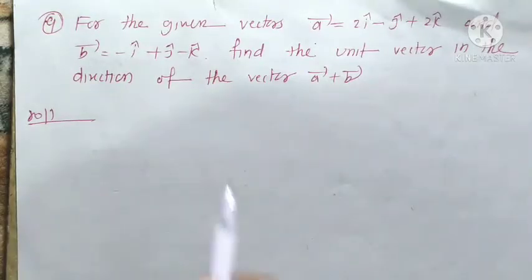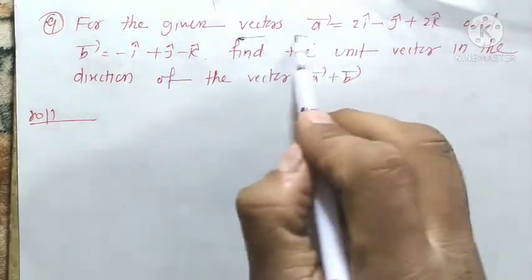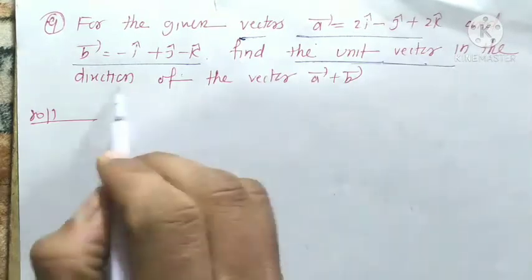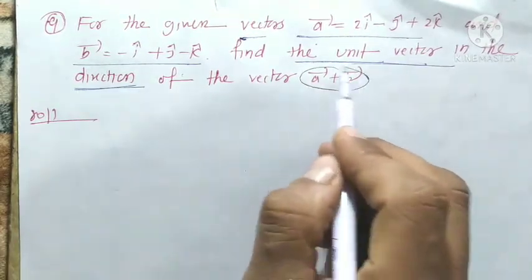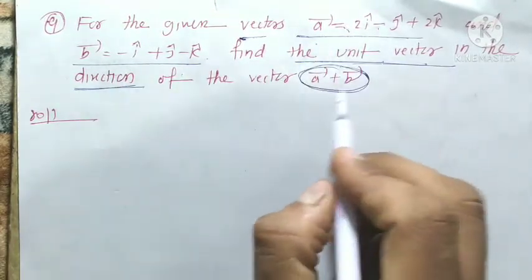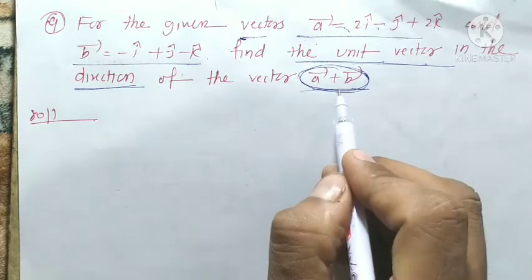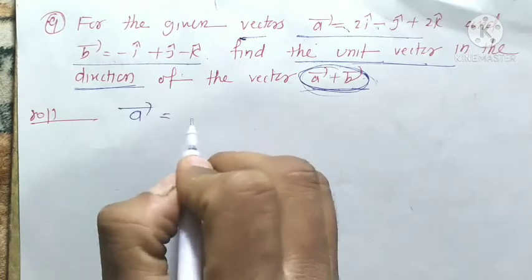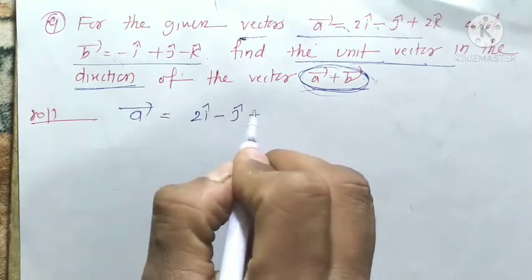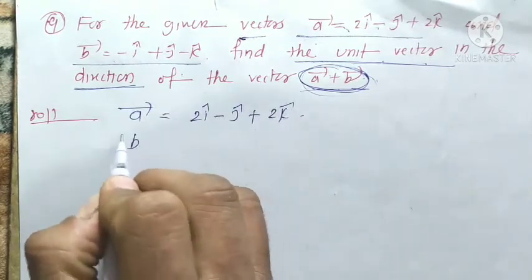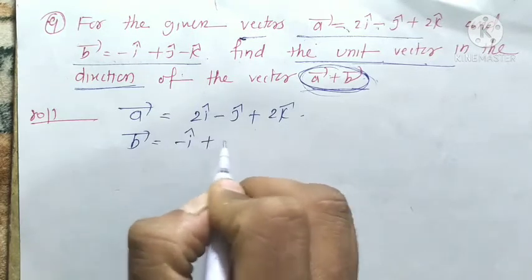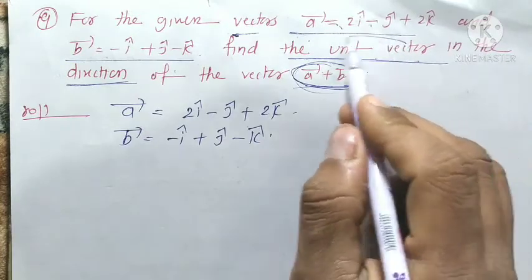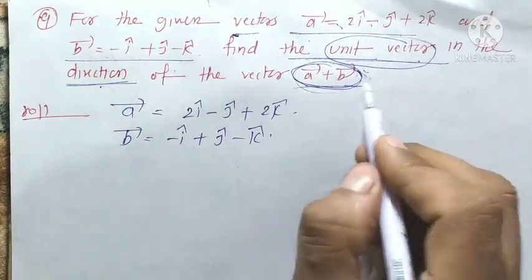In question number 9, for the given vectors a and b, two vectors given here, we have to find the unit vector in the direction of vector a plus b. Two vectors are given here and their sum is a plus b. Now we have to find the unit vector along this vector a plus b. Vector a is given here as 2i minus j plus 2k, vector b is minus i plus j minus k. Now we have to find the unit vector in the direction of vector a plus b.